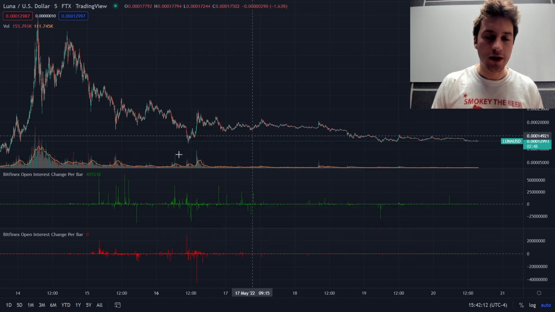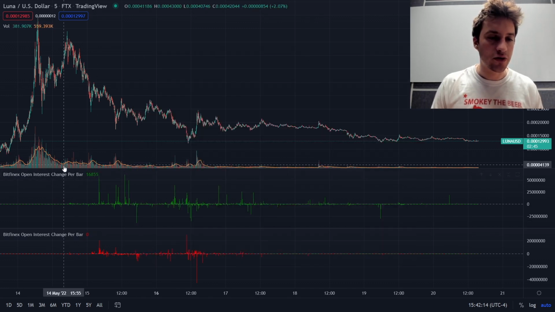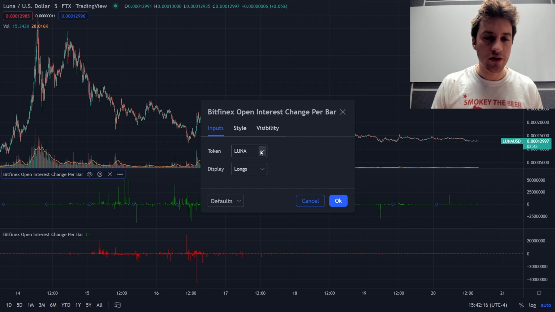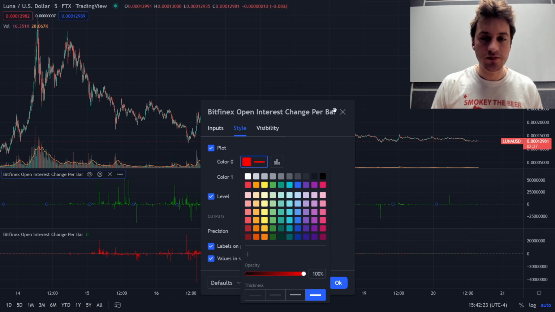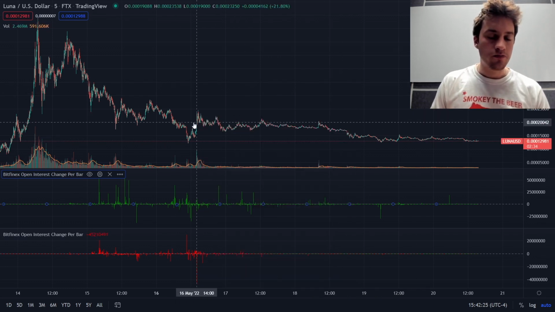And then within this indicator, I changed it to have two of them, and I changed the settings so that it looks like Luna. One is longs, and then the other is shorts right below it. I changed the styles to look like that. So that's how I came up with this.